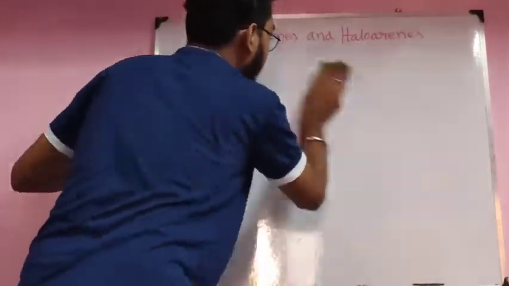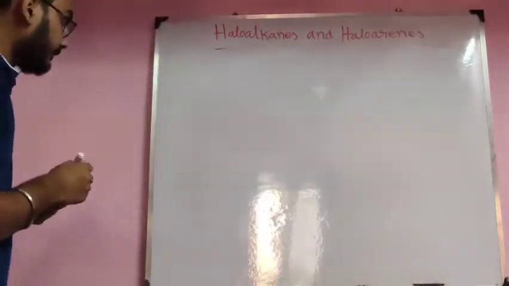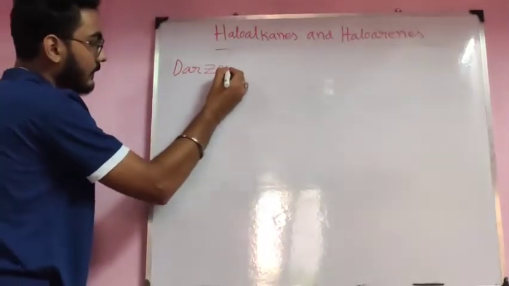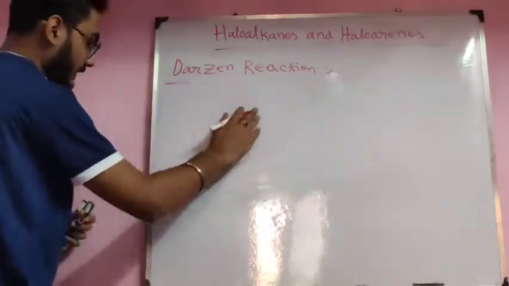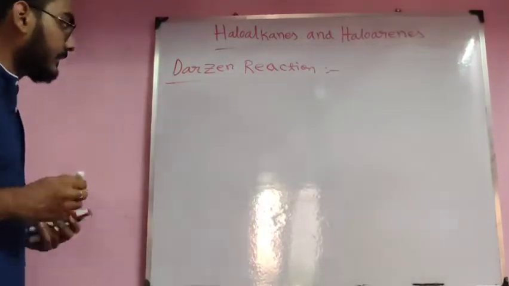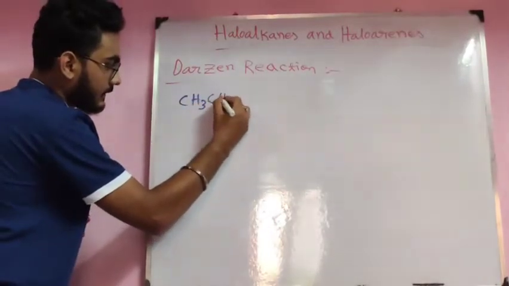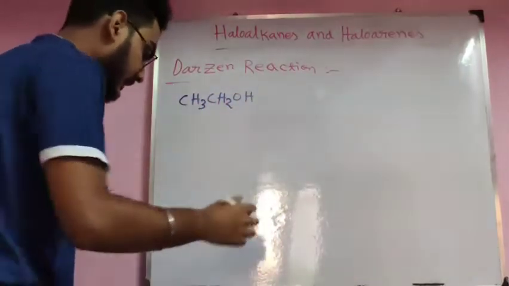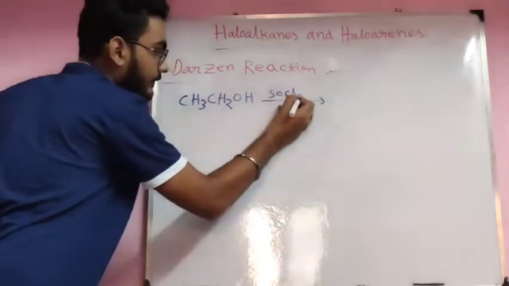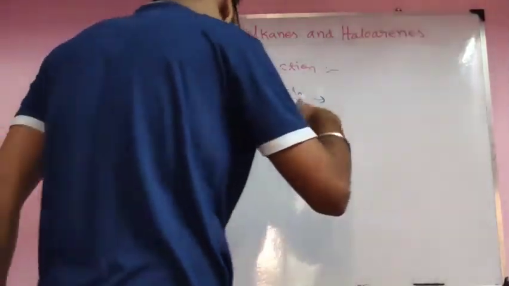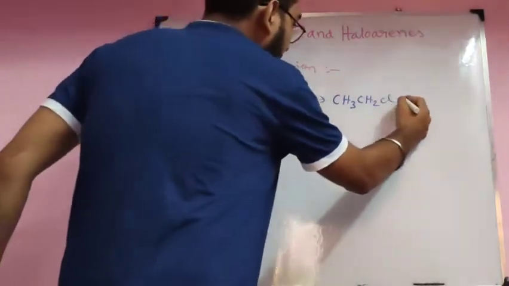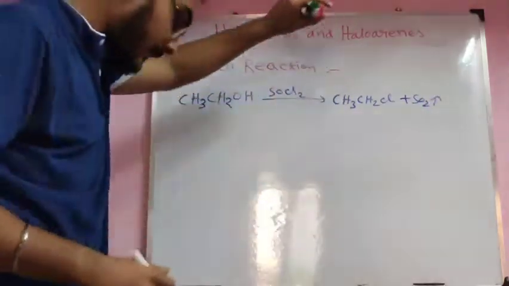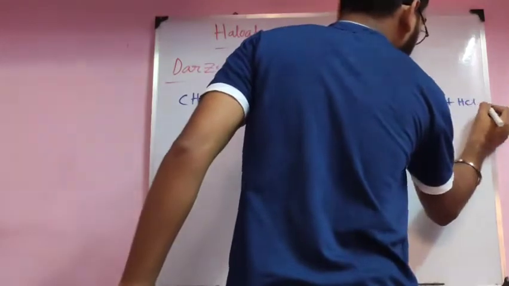Now the next reaction is Darzens reaction. The reaction is CH3CH2OH. If we give the reagent as thionyl chloride, SOCl2, then OH is transferred into Cl. CH3CH2Cl is the main product. SO2 is a gas, it comes out from the reaction, and HCl is also a gas, which comes out from the reaction. This is Darzens reaction.